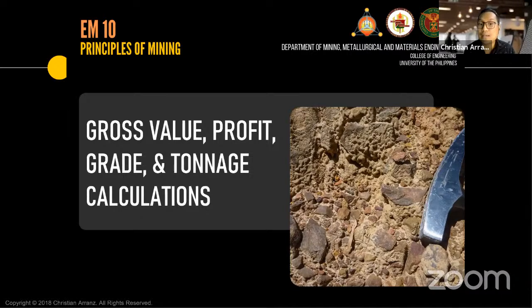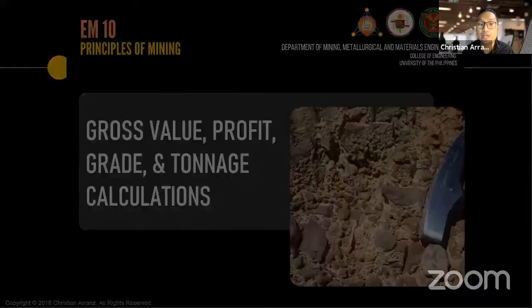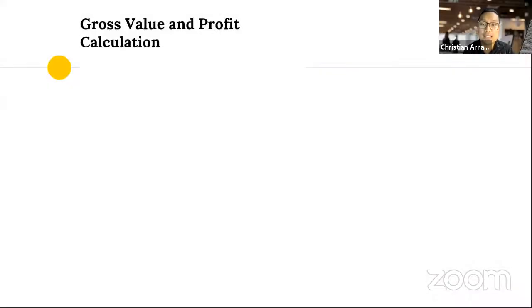Okay, next subtopic would be the following calculation. So, ready na yung inyong calculators, we're going to calculate. We're going to study the concepts of gross value, profit, grade, and tonnage. These are terms that we've been seeing for the past few weeks, but for the next hour or so, we will learn how to calculate them. First thing that we need to discuss is gross value and profit calculation.